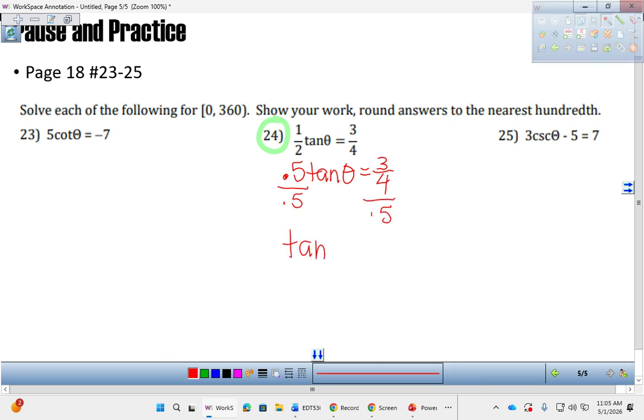You should end up with an improper fraction. I think it's 3/2. Right. So then from that point, find the reference angle, pick your quadrants, apply the rules to the quadrants.